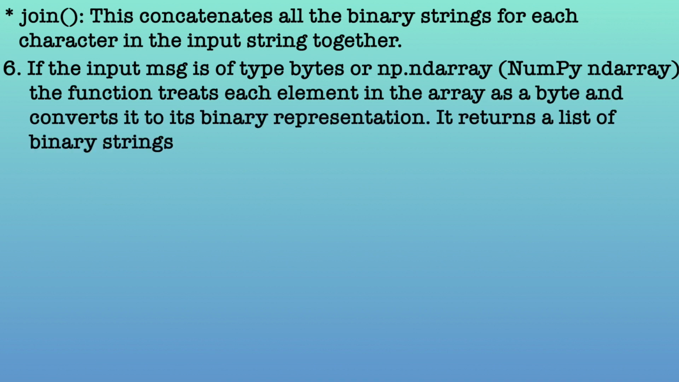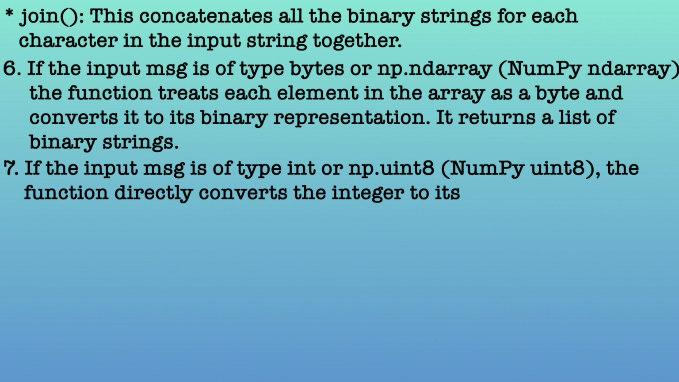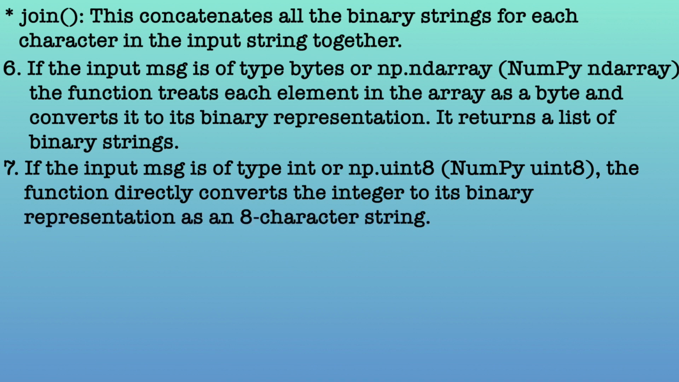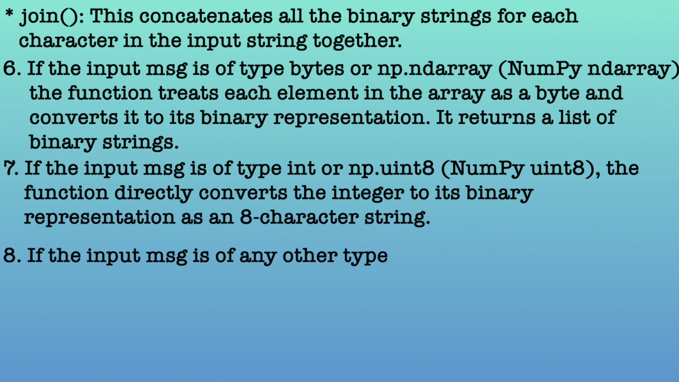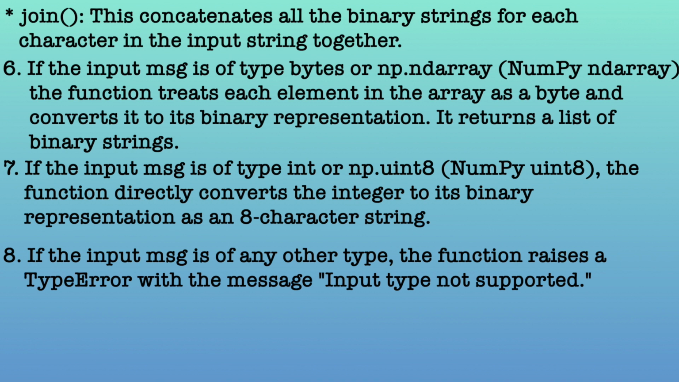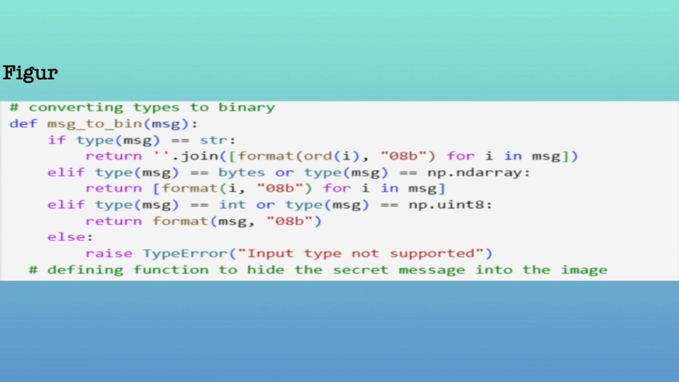Next, if the input message is of type bytes or np.ndarray, the function treats each element in the array as a byte and converts it to its binary representation. It returns a list of binary strings. If the input message is of type int or np.uint8, the function directly converts the integer to its binary representation as an 8 character string. If the input message is of any other type, the function raises a TypeError, input type not supported.